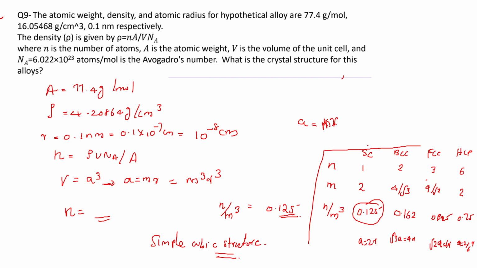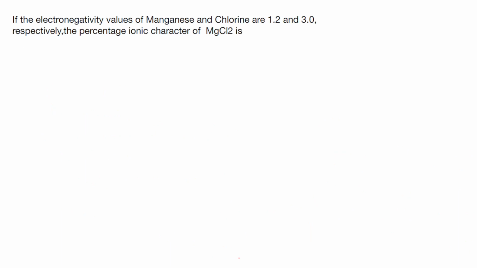Now we will go to the next problem, but please remember this problem, which is very important. For the next problem, we have solved this kind of problem earlier, so you just have to apply the formula once again, or you can use another formula also. If the electronegativity values of magnesium and chlorine are 1.2 and 3 respectively, the percentage ionic character of MgCl2 is?